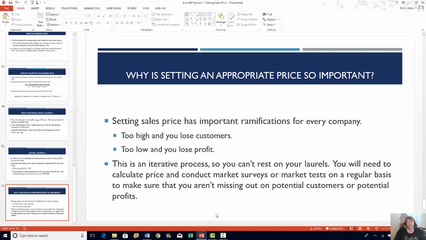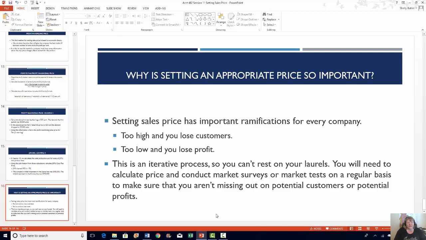So why is setting an appropriate price so important? You need to have an appropriate price because it has important ramifications for every company. Too high and you lose customers, too low and you lose profit.